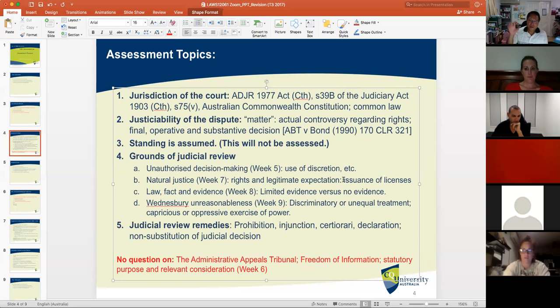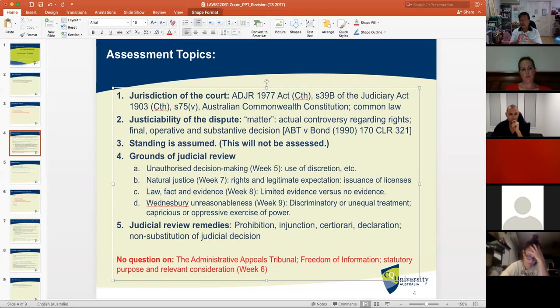Now, on the other hand, if the ADJR Act is not available, examine whether or not prohibition, injunction, certiorari, or declaration is available. I think there was a question from Mira, how to distinguish all of these. So let's just quickly go through a distinction here. Let me just clarify again.